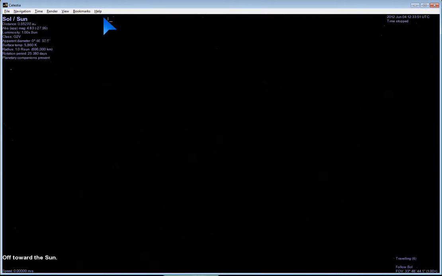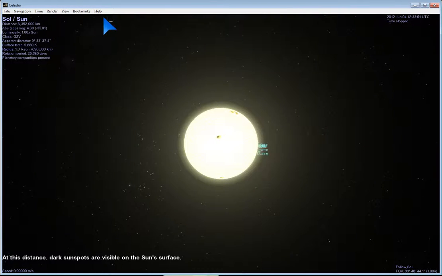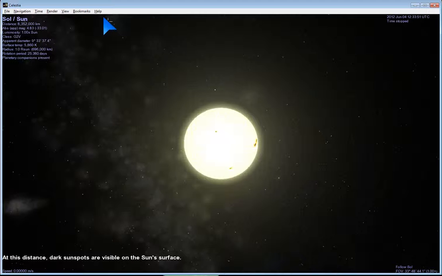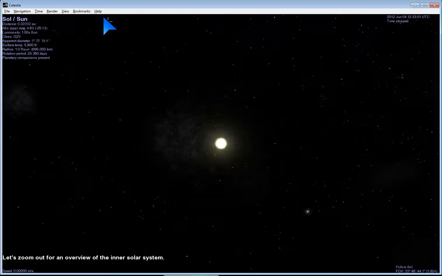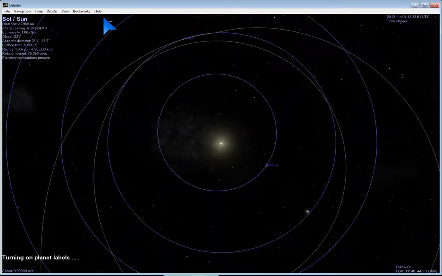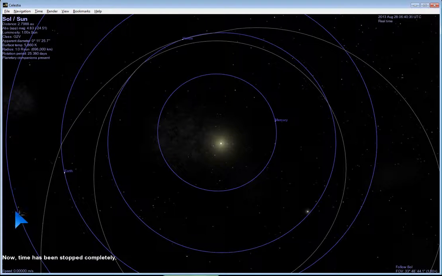Go off to the sun. At this distance we can see the dark sunspots appearing on the sun's surface. We zoom out from the sun, and as we speed up time, we can see the orbits of the inner planets. There's Mercury, Venus, the orbit of the Earth, and the orbit of Mars.